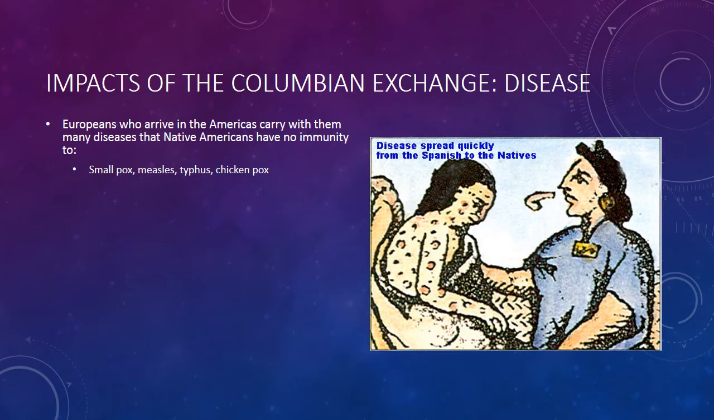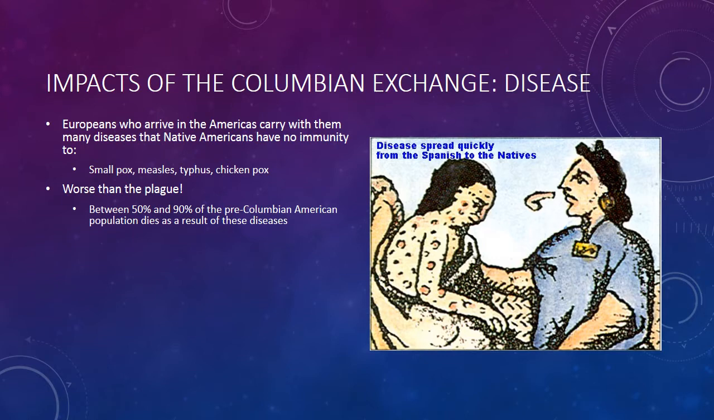The major ones were smallpox, measles, typhus, and chickenpox. Yeah, so think of that. Even chickenpox was a deadly disease, whereas here, now that we've been exposed to it for a while, we're all pretty much fine. So as a result of this mixture of diseases, what happens in the Americas is worse than the Black Death in Europe.